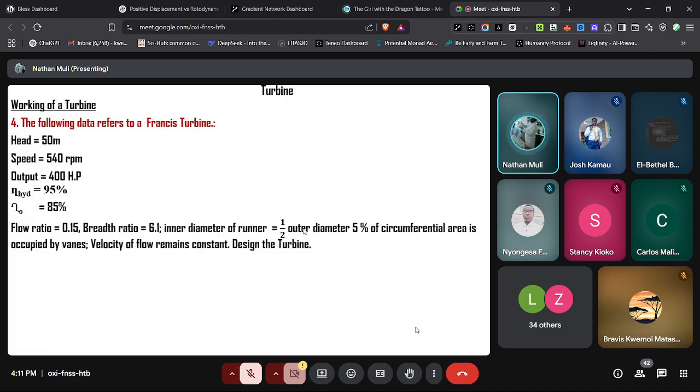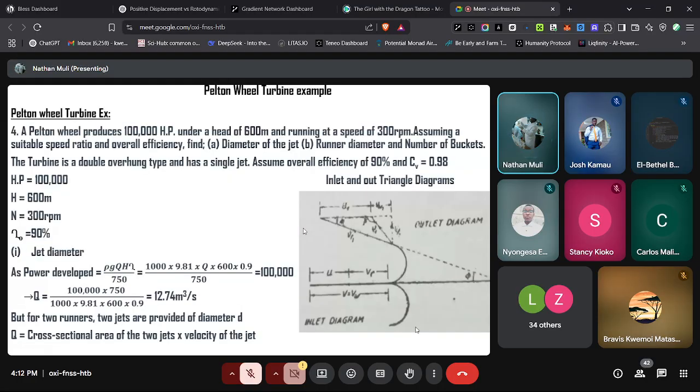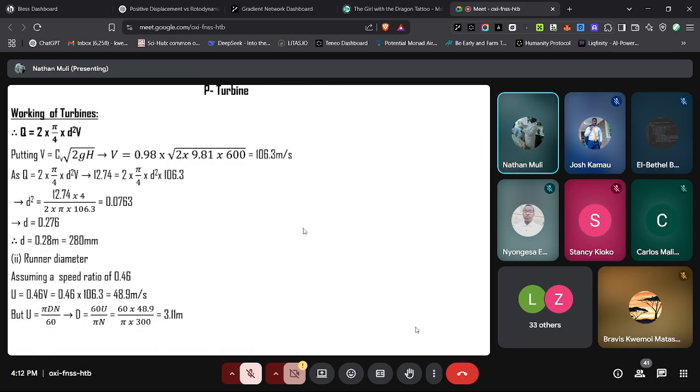Then you can see another example. I've put in other examples for others, like for the Francis turbine. The following data refers to a Francis turbine. Also look at that. I've also solved it for you. I think I must be having one for the Pelton wheel, which I've also solved because I wanted you to see the difference between what happens with the Francis, Kaplan and the Pelton wheel. I've solved that also for you. Unless you have any questions, it is still the same, all the way up to the end.